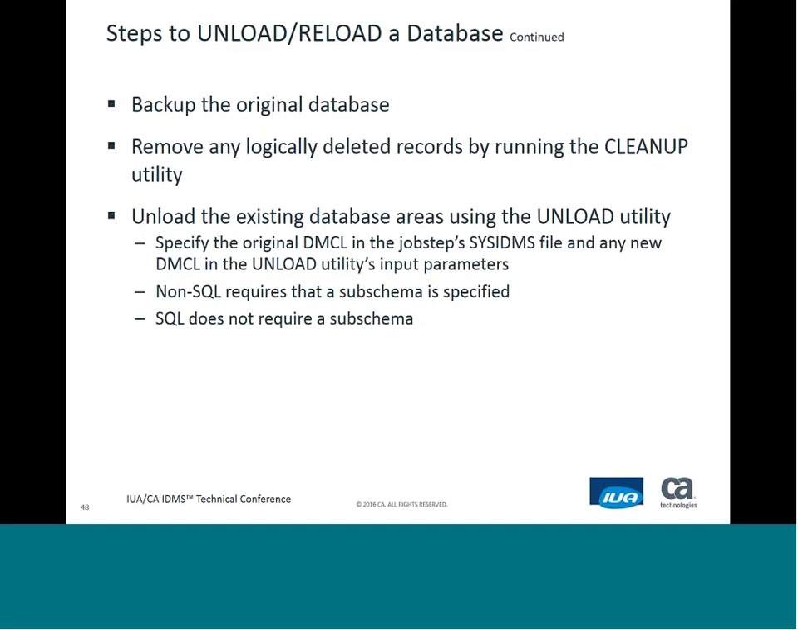Again, I recommend using the print space utility to determine if there are any logically deleted records in that database area. Then you'll unload the existing areas using the unload utility, specifying the original DMCL in the job step's SYSIDMS file. The new DMCL gets specified in the unload parameter statement. So when unload executes and it starts up its individual run unit to access the database, it will go to SYSIDMS to find the old DMCL to point it to the old database.